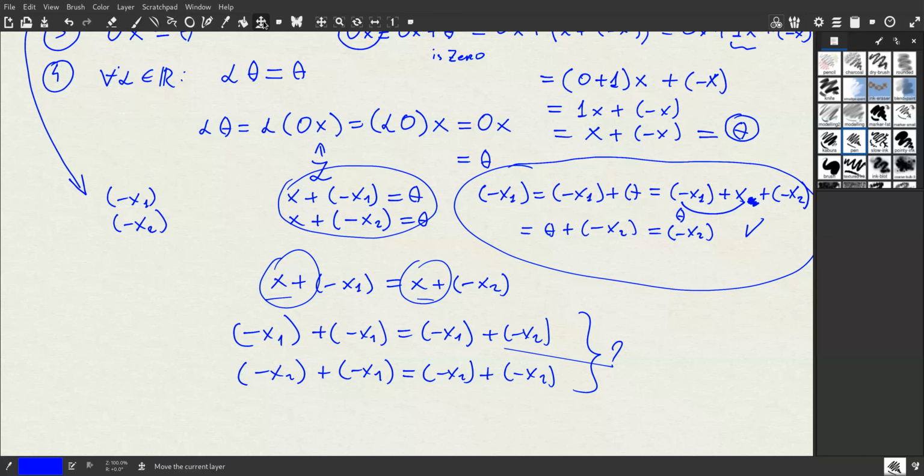Okay, I got it. Thank you. Wonderful. So remember just out of this that 1x equals x is an axiom, but 0x equals theta can be proved, interestingly enough.